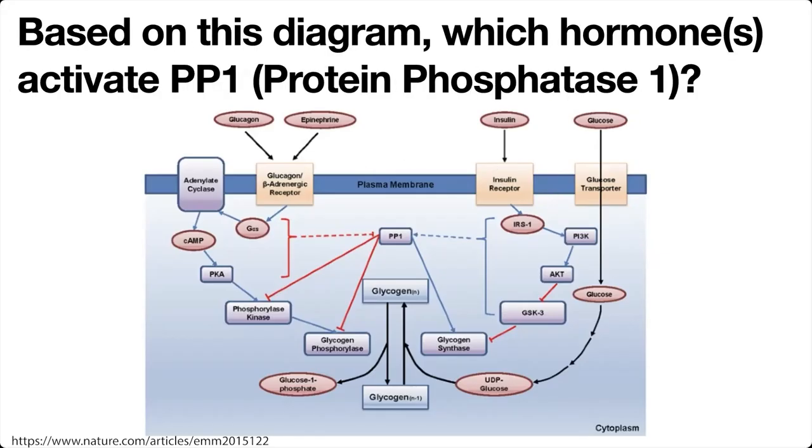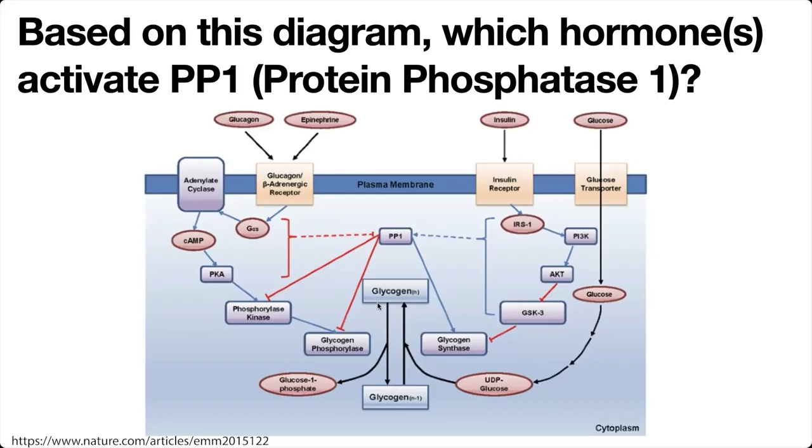Based on this diagram, which hormones activate PP1, protein phosphatase 1? So we have this diagram. We're going to take an overall look at it. We can see we're looking at the breakdown of glycogen. So we've got glycogen, and then we've got glycogen N-1. It's indicating that we are breaking down glycogen using glycogen phosphorylase, and glycogen synthase to make it. So we can see that we've got these two pathways with two different enzymes, and these are different pathways to make it and break it.